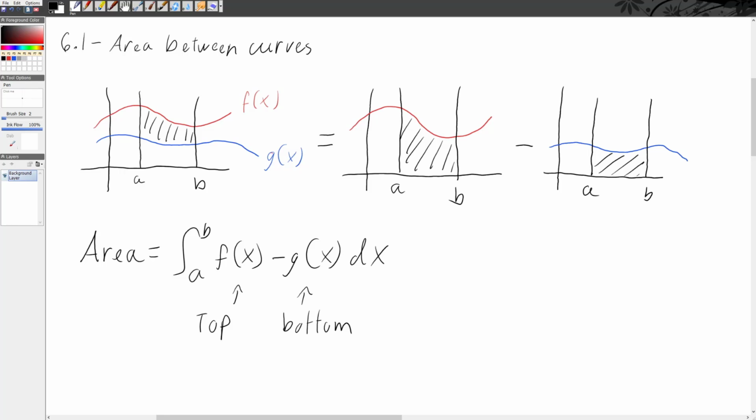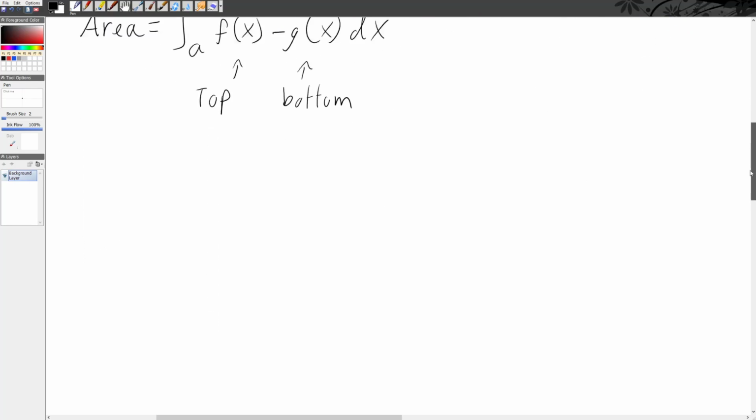To find the area, consider the area of f of x and the area of g of x. And if we want to find the area in between, well, take the area of f of x minus the area of g of x. And that is going to give us the whole idea of 6.1. Now let's take an example.